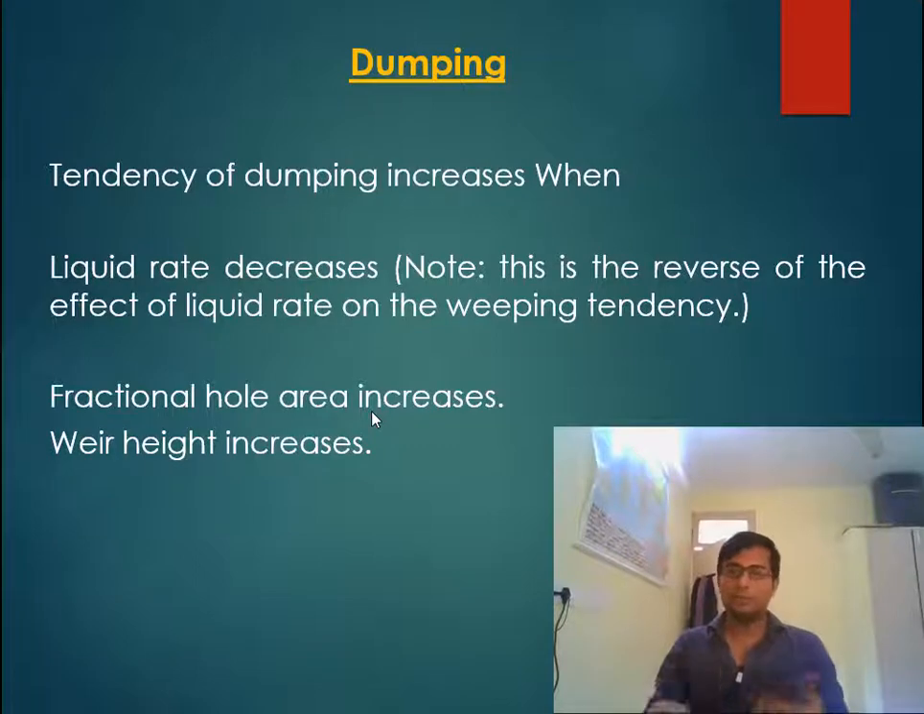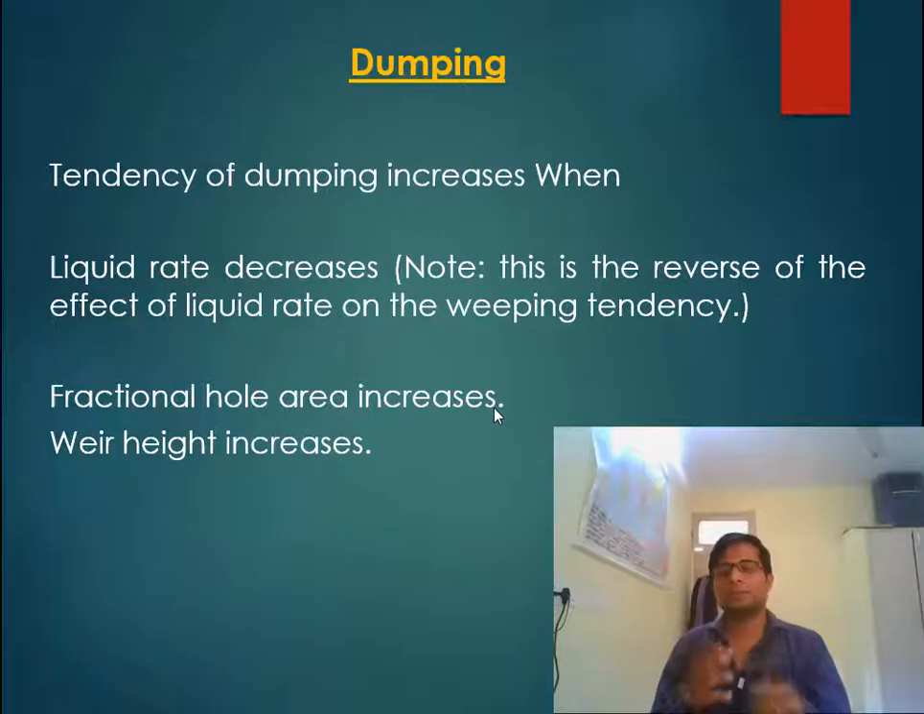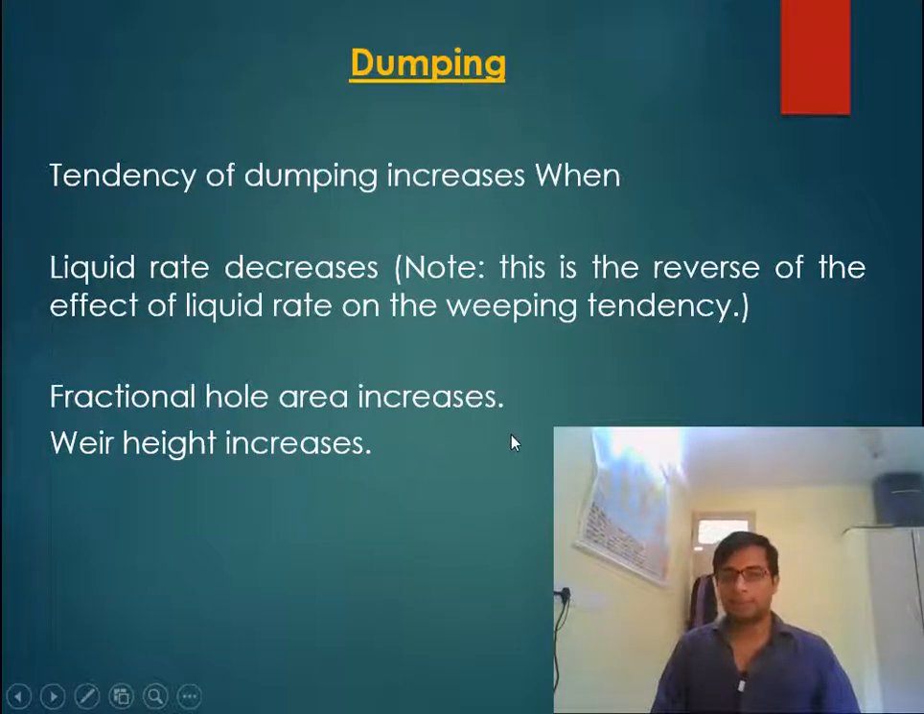So the rate of dumping decreases when liquid flow rate increases. Now the other part is very simple: when fractional hole area increases, the tendency of dumping also increases, because in that case vapor flow rate through the holes decreases, which may lead to low dry tray pressure drop. Similarly, when weir height increases, it may lead to high hydraulic tray pressure drop, which may lead to high dumping.